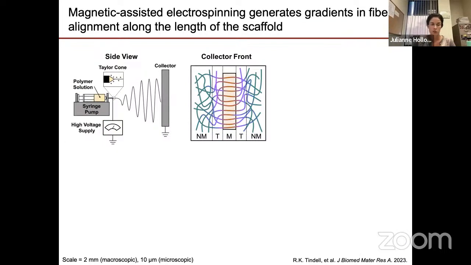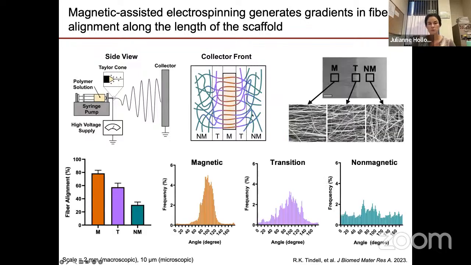And so here, just showing you a schematic of our magnetically assisted electrospinning setup, we have the magnet shown in orange, and then away from the magnet, in this non-magnetic region shown in green. And this actually worked really nicely. We didn't even need a high magnetic field. This is a relatively weak magnet, about the strength of your typical refrigerator magnet. And what we see here is that we're able to get these really nicely highly aligned fibers over top of the magnet in the magnetic field. And then as you transition away from the magnets to this non-magnetic region, we have randomly aligned fibers.